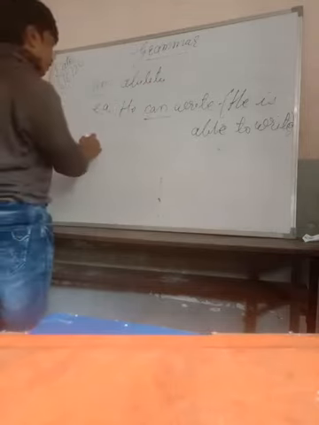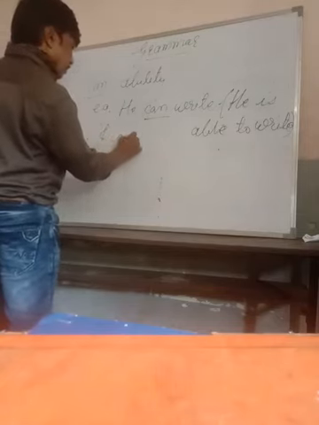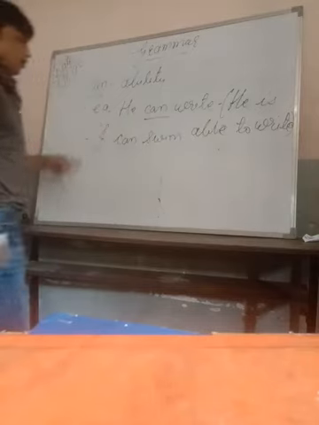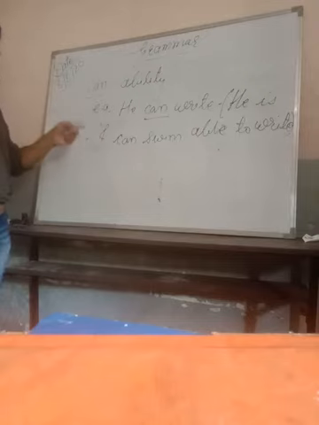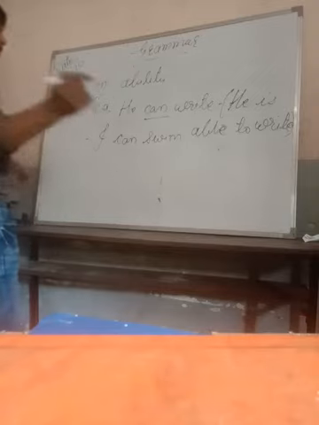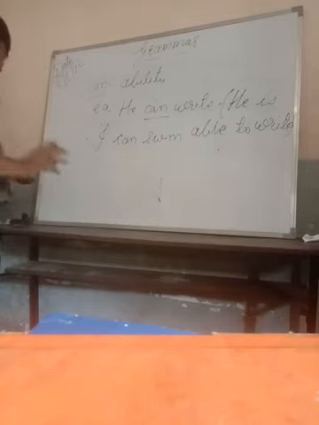Another sentence we are going to take: I can swim. Look here, I can swim. This is my ability. That I can swim. Okay. Many more sentences we can take, but I think two sentences are enough to understand this topic because we have to deal with other modal auxiliaries also.